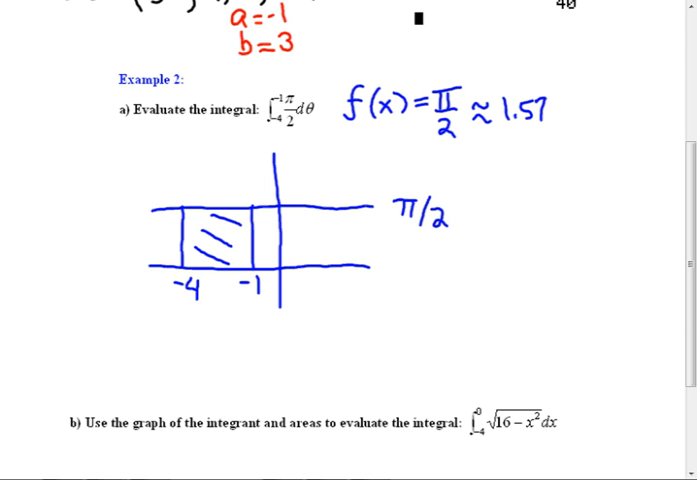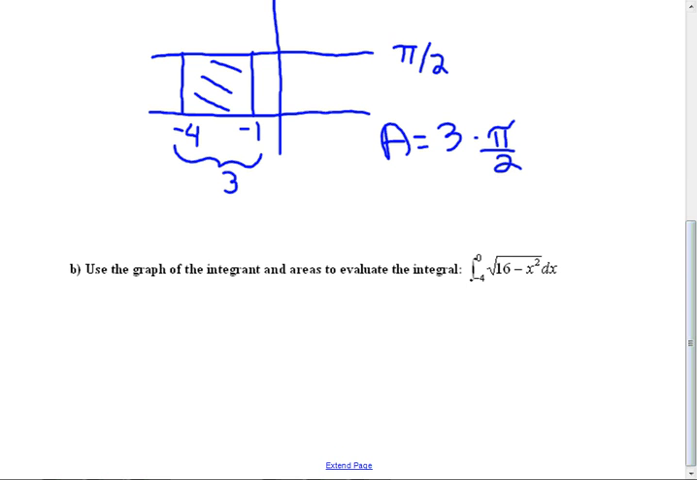Well, that's easy. Just geometry. It's just a rectangle, right? So it's the base. How big is the base? 3. And then the height is pi over 2. So the area is going to be equal to 3 times the height, but that's pi over 2. And you could do 3 times 1.57, but we don't really care. So if you can do geometry, do geometry. Remember those words, because you're going to try and do some other crazy things when I show you the calculus. But you can always do geometry if you can do geometry.